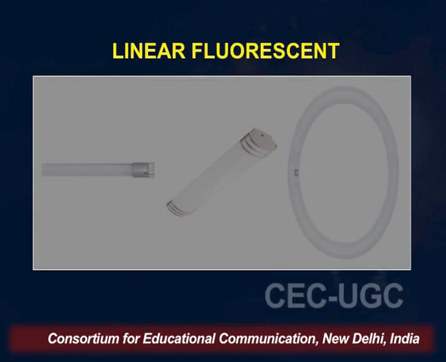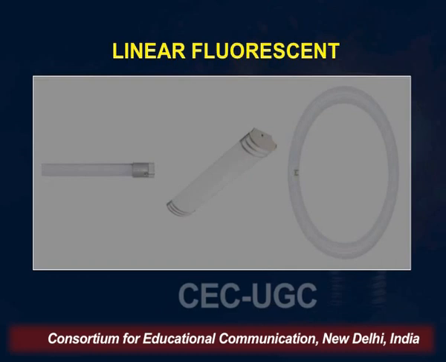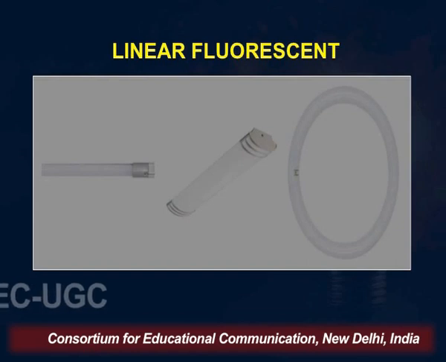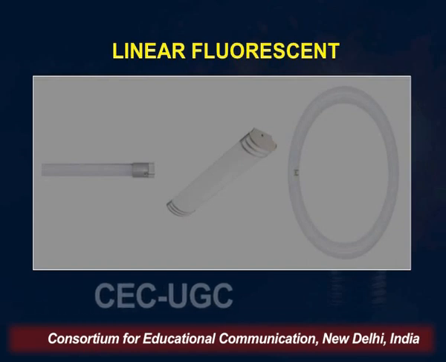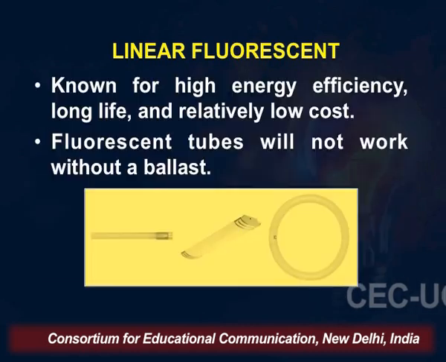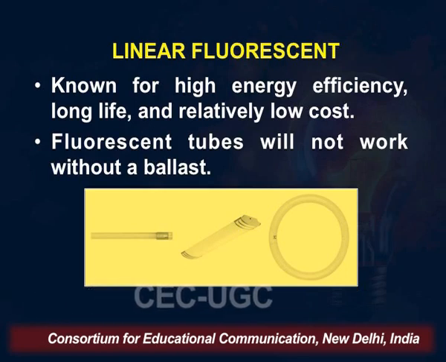Linear fluorescent, you can see here, is a type of gas discharge lamp, and linear fluorescent bulbs come in a wide variety of lengths, diameters, wattages and color temperatures. You see there are various designer types of linear fluorescent bulb, and they have high energy efficiency, a longer lifetime, and relatively low cost. A fluorescent tube will not work like this.